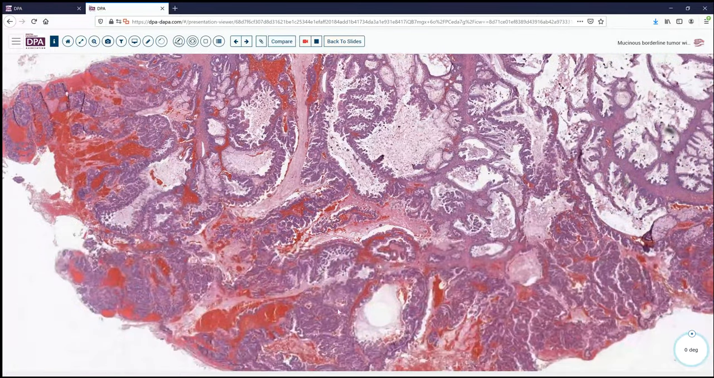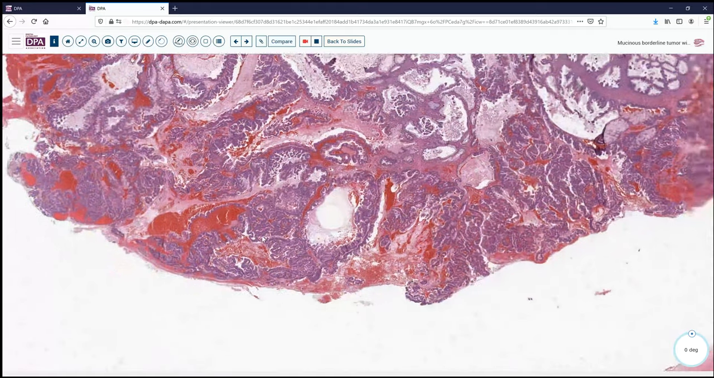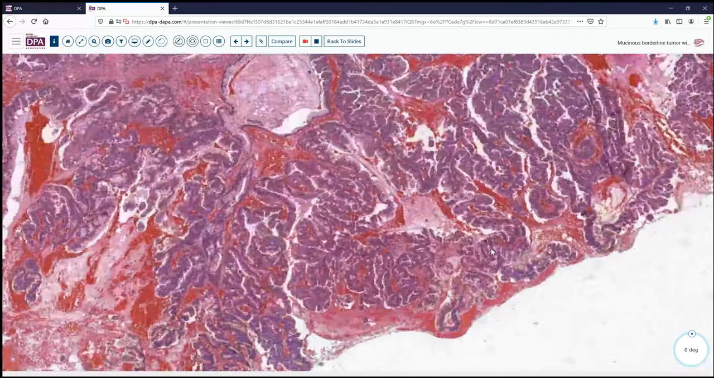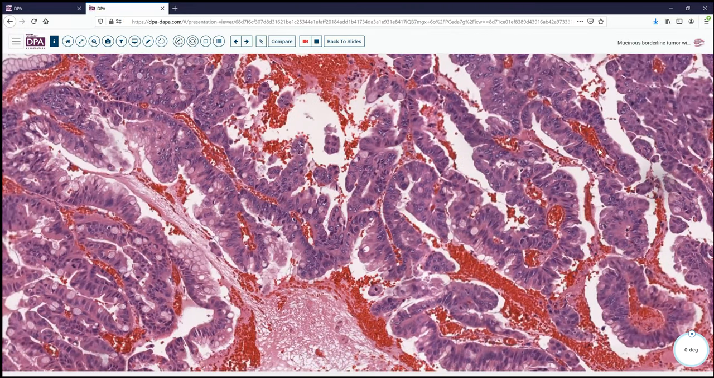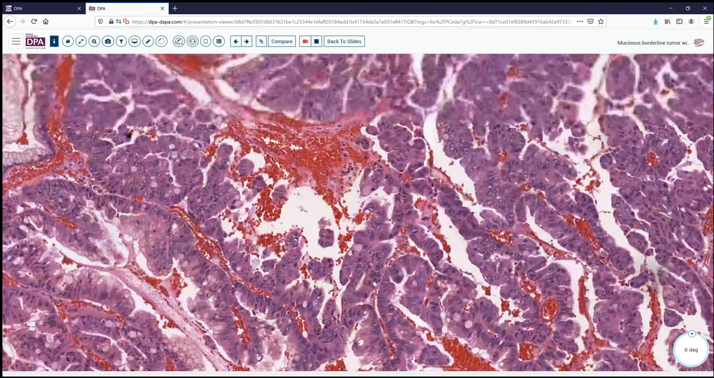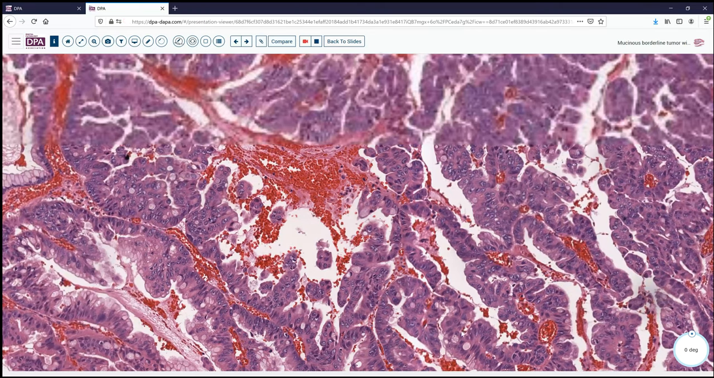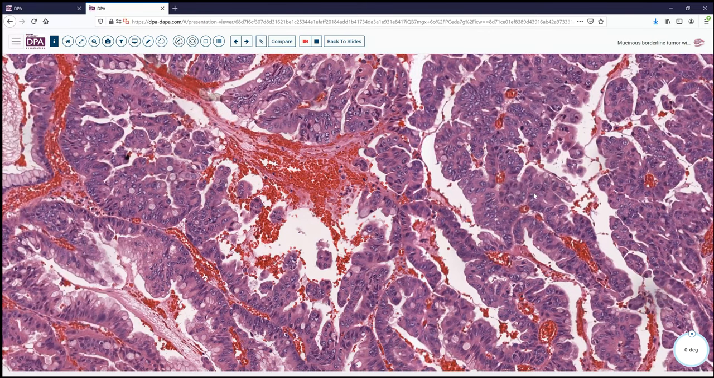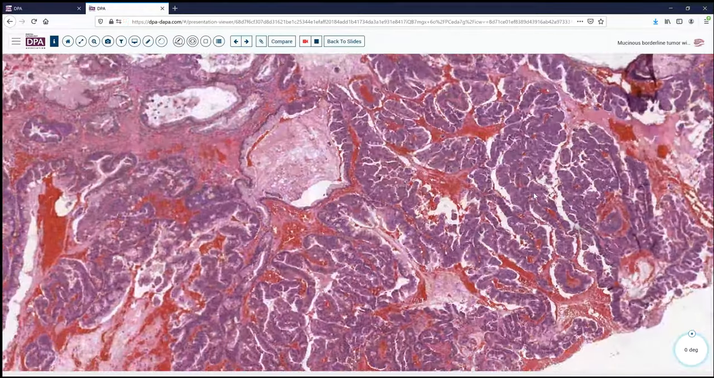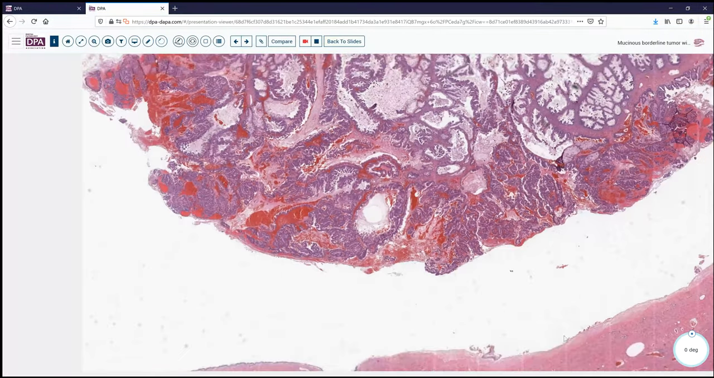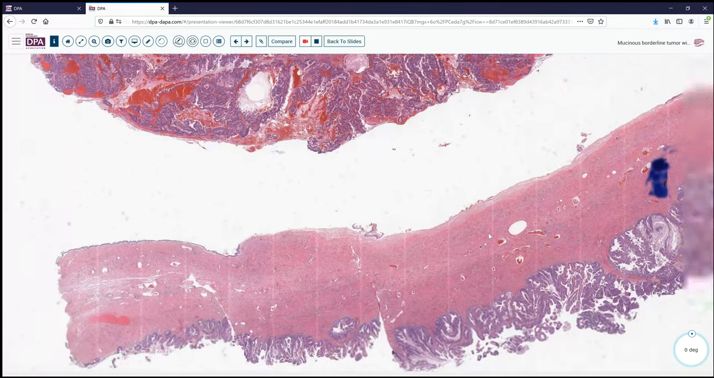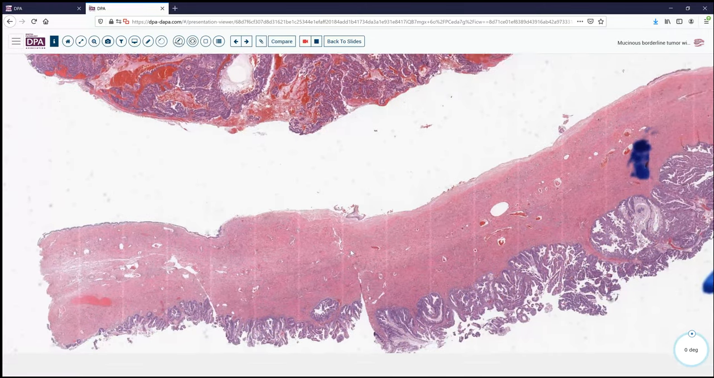As we look further down here, I think we can see nearly confluent growth of this type of lesion. So again, raising our concern that this is a potentially more aggressive and more concerning lesion, we're going to be looking for invasion. Now, this case does illustrate one feature that I think is important.